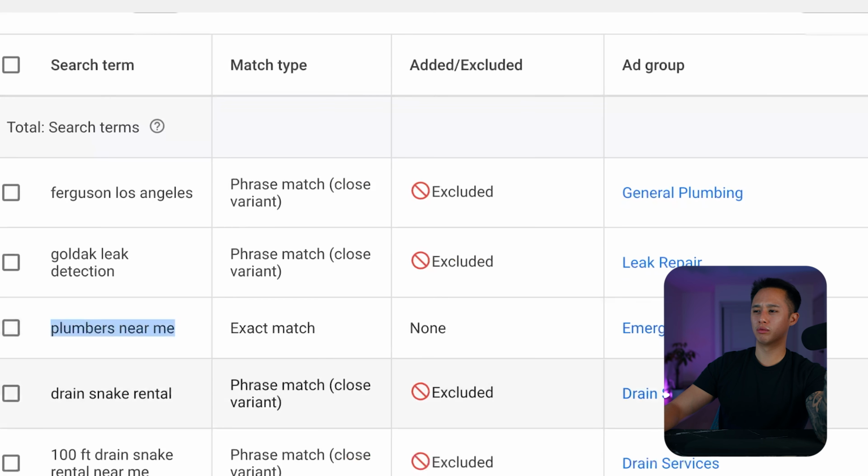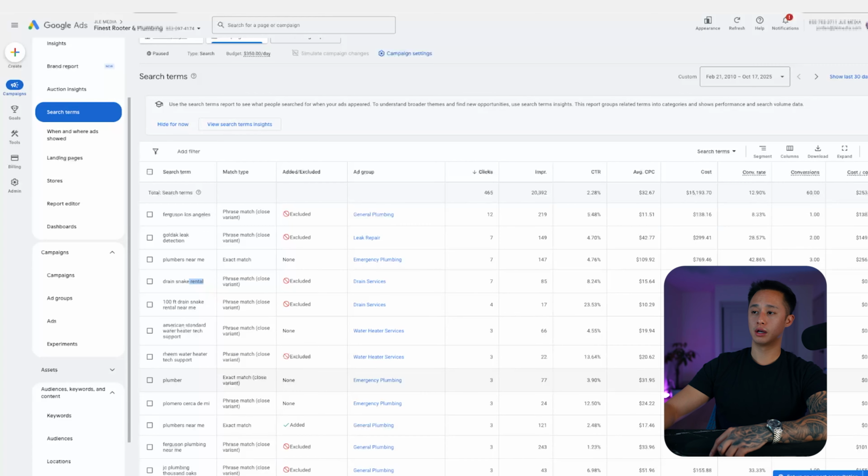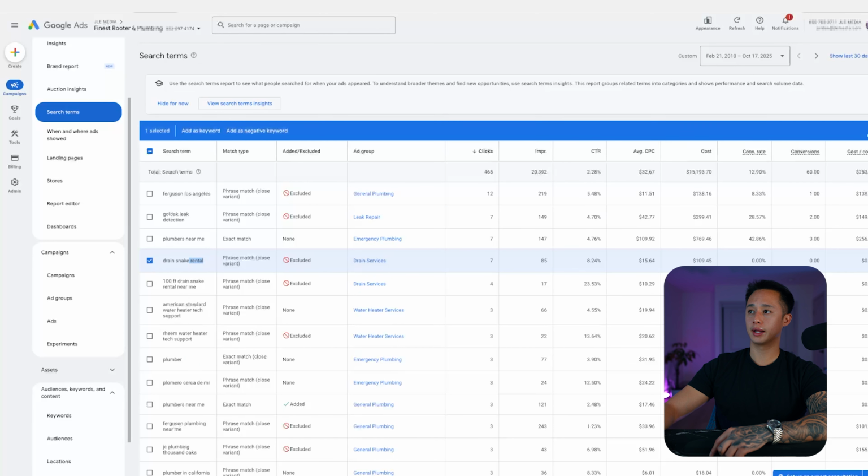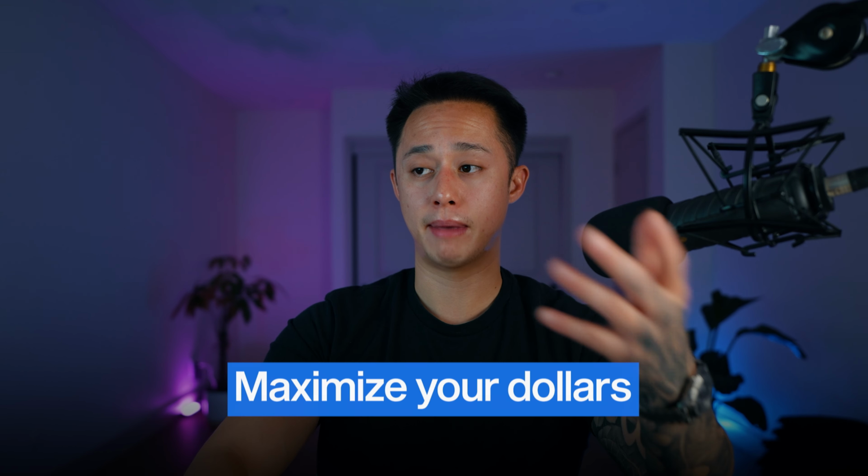But things like the word rental, right? People who are looking to rent and stuff like that. We don't want these words to be triggering our ads. We don't want to be spending money on these clicks. And so what we want to do is make sure that we're adding them to the negative keywords. And that's going to filter out traffic. That's going to clean up traffic for your ads. And that's how you can maximize your dollars.